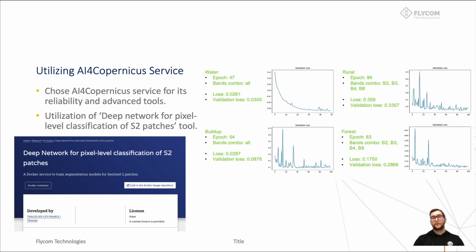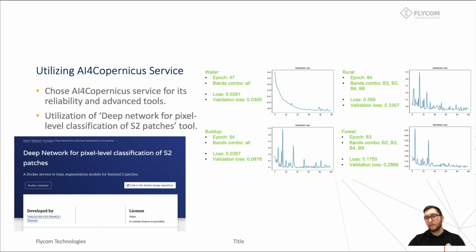For utilizing the AI4Copernicus service to bring this version to life, we chose, of course, the AI4Copernicus service, and it's specifically a deep neural network for pixel-level classification of Sentinel-2 patches. We used this one because it was most appropriate for land cover detection. This service provided the necessary tools and capabilities to develop a model for our needs.